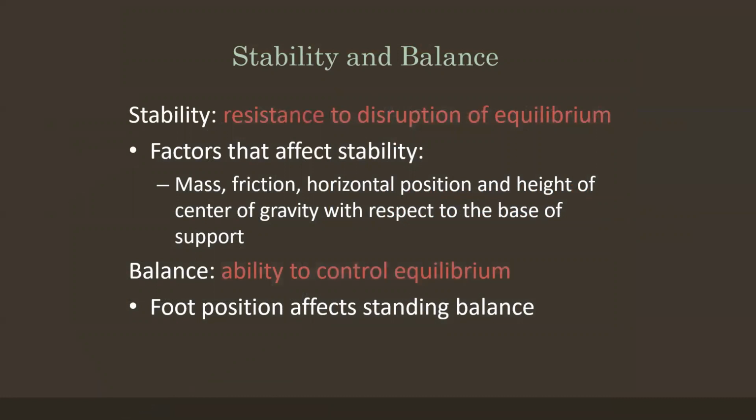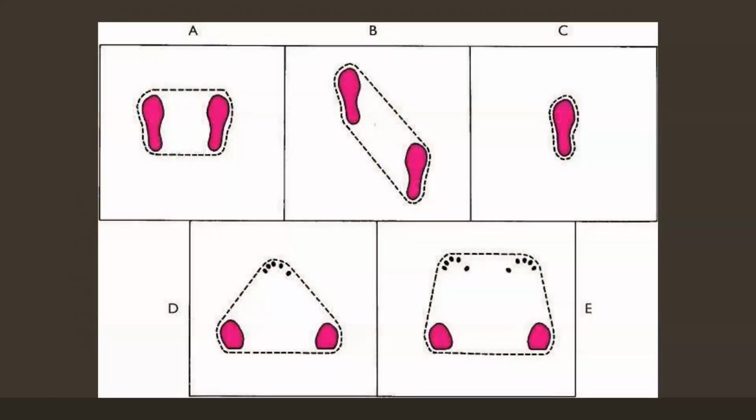Stability and balance. First of all, stability. Stability is resistance to disruption of equilibrium. Factors that affect stability: mass, friction, horizontal position, and height of center of gravity with respect to the base of support. Balance is the ability to control equilibrium. Foot position affects standing balance. This is stability and balance of the equilibrium.